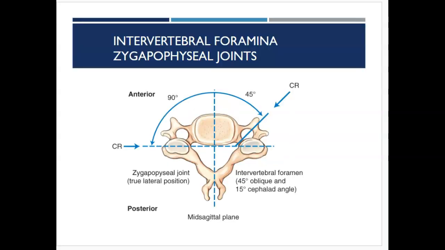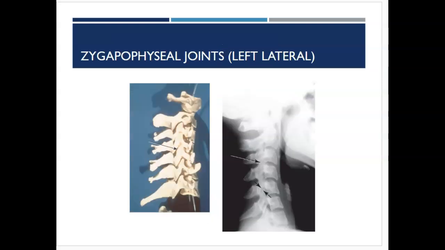So talking about intervertebral foramina and zygapophyseal joints of the cervical spine, we need to position the patient in a specific way to see those specific joints. So to see the zygapophyseal joints in the cervical spine, the patient will be in a true lateral position. So as you can see, we can see the zygapophyseal joints in a lateral view of the cervical spine.